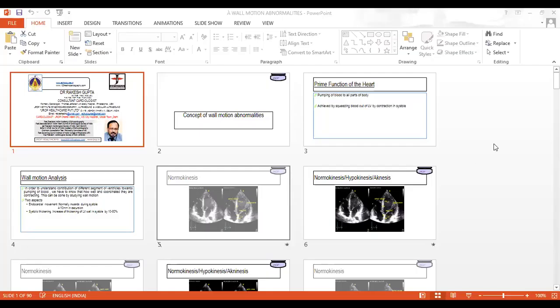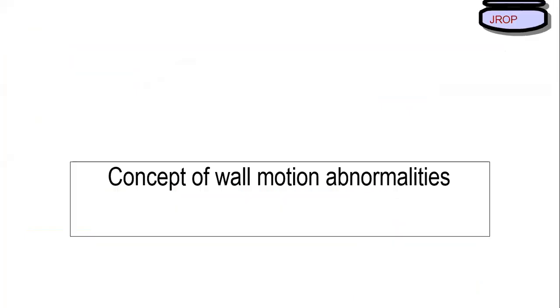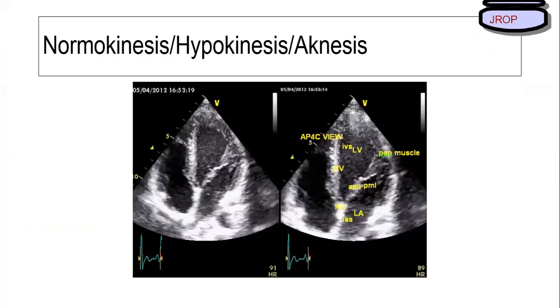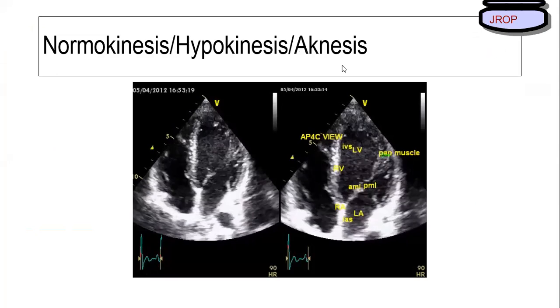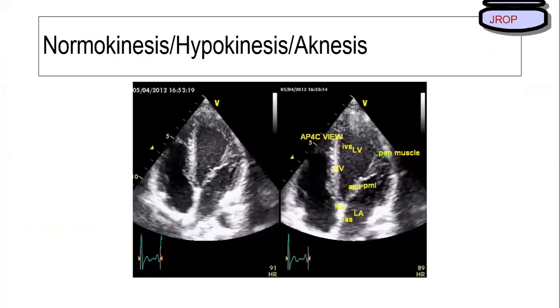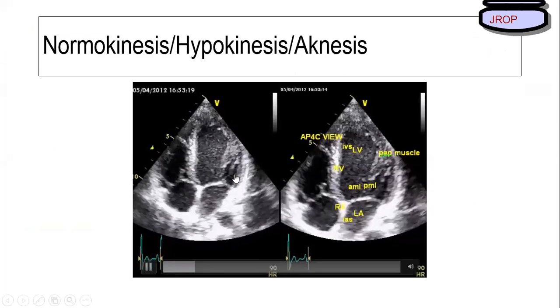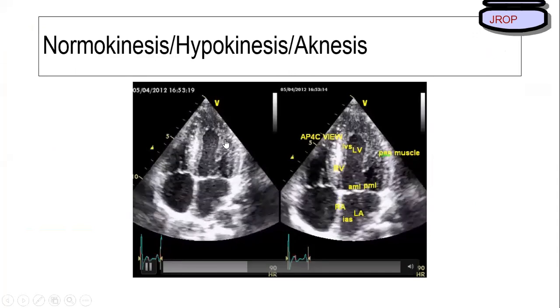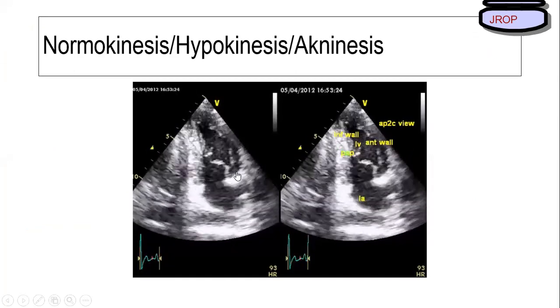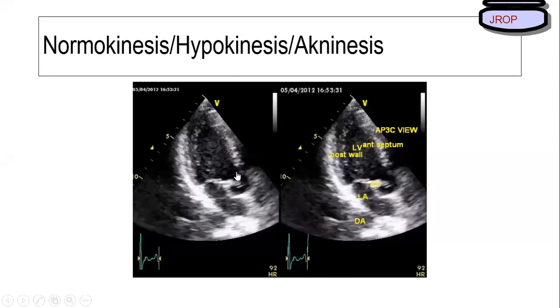Can you see my slides now? Yes, sir. All right. So I'll straightaway start with the concept of hypokinesia, akinesia, and dyskinesia. So look at this slide first of all. Normal, look normal. This is a classical slide. If you concentrate on these particular segments, they are thickening constantly, all segments. This is 4 chamber, this is 2 chamber, and now this is 3 chamber.